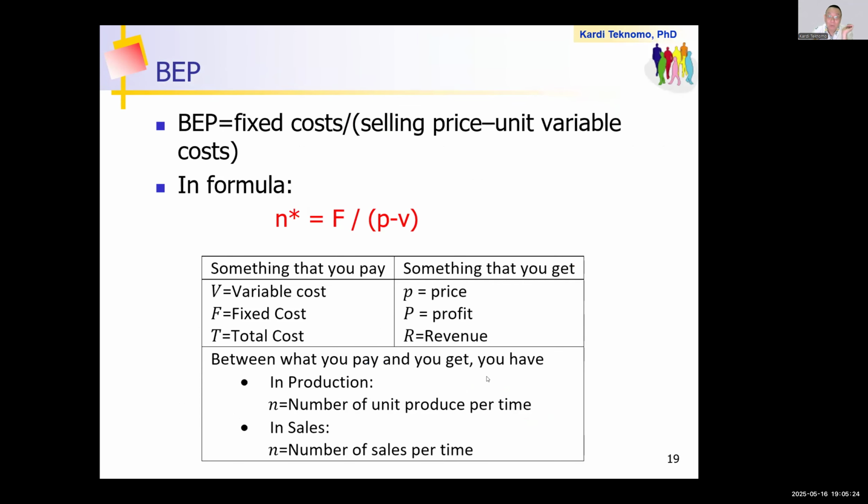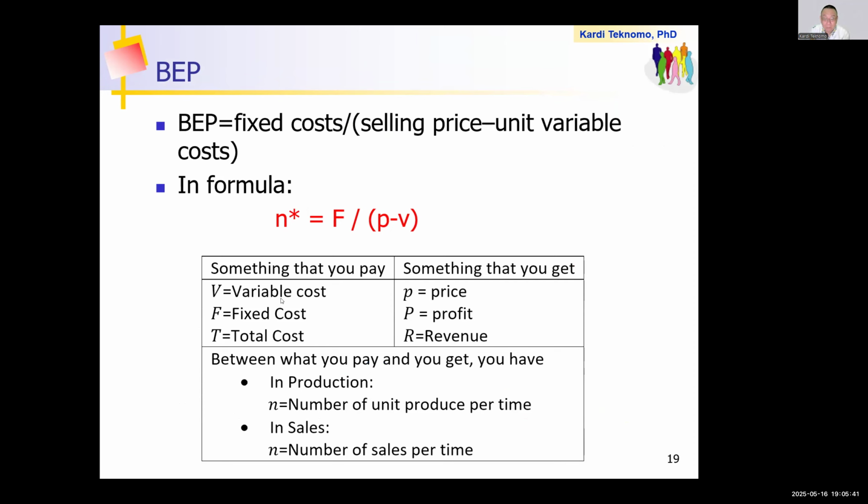So based on this simple derivation, I just put this red formula here into the next slide. So BEP is just the fixed cost divided by the selling price minus the unit variable cost. I put a star here so that you will know that this is BEP. This is the demand at BEP.